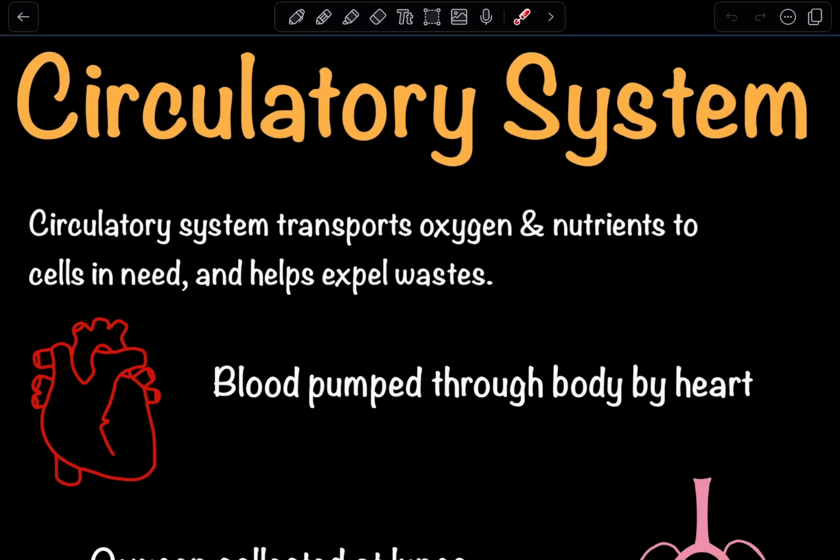So here we are going to underline some basic concepts within the circulatory system before we dive into more complex concepts. So what is the circulatory system? When we think about the circulatory system, we often think of blood and how blood transports oxygen throughout the body. But we also have to remember that the circulatory system also involves the transfer of nutrients. So the circulatory system not only transports oxygen, but it also transports nutrients and it helps cells also expel wastes.